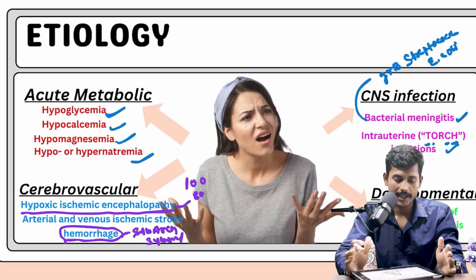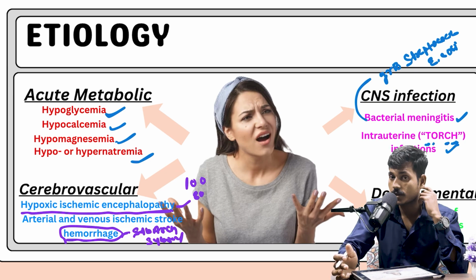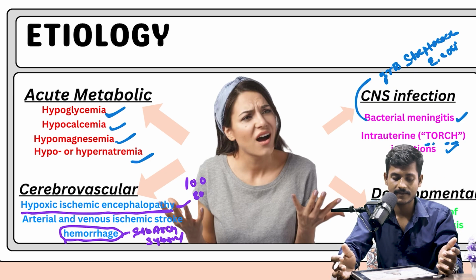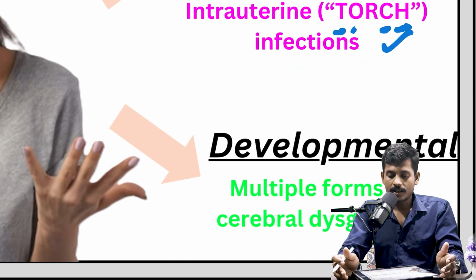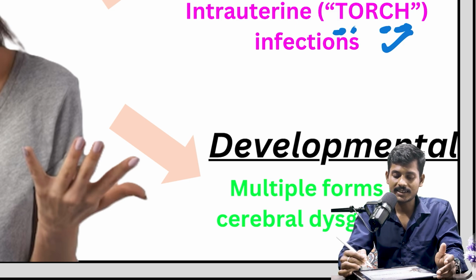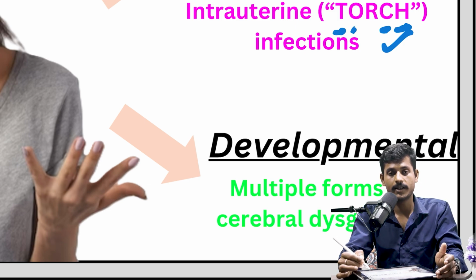Now till now we discussed the acute metabolic causes as an etiology of neonatal seizure. We discussed CNS infection and cerebrovascular causes. Now we have one separate category, called developmental. Developmental is something really very challenging. One is multiple forms of cerebral dysgenesis.